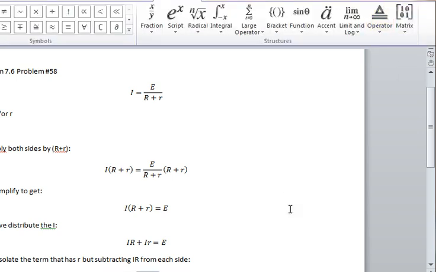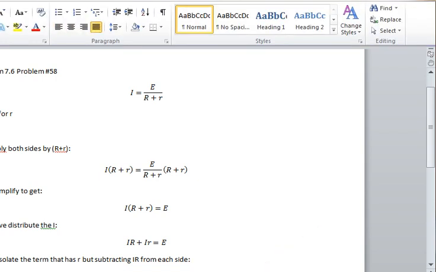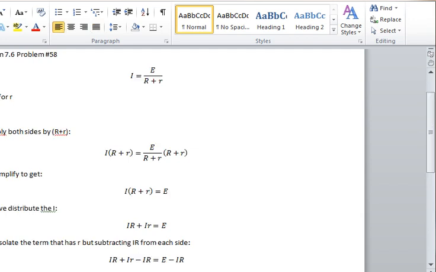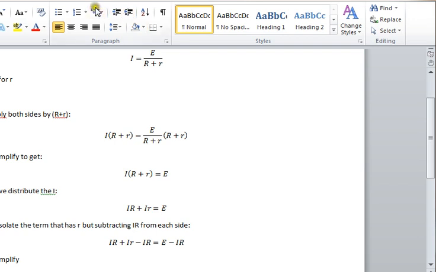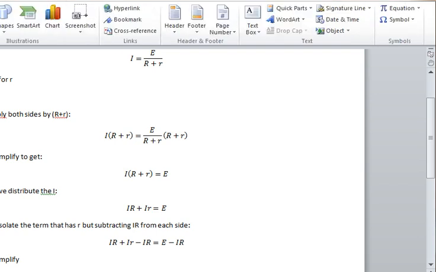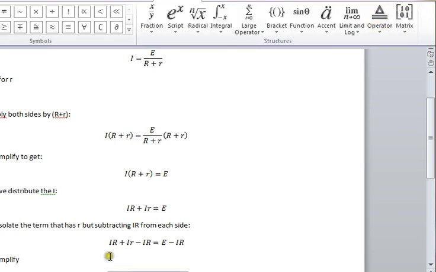So we'll put IR plus I little r, and now I'm going to subtract the I capital R because that's the term I want to get rid of. And on the other side, we have the E, and whatever we do to the left side, we have to do the same thing to the right side. So we'll subtract IR from each side and simplify, by canceling the IR minus IR to get just the I little r by itself.